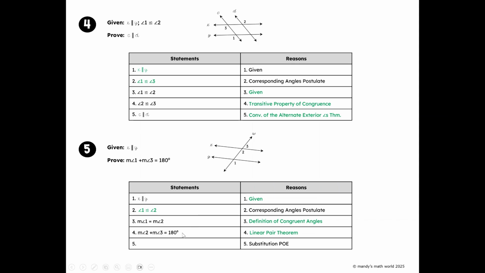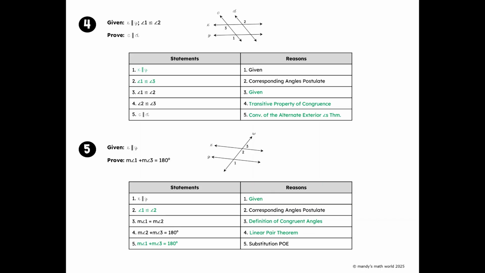And I just want to point that out because I feel like it might make a little more sense to you. So the measure of angle 2 plus the measure of angle 3 is 180 degrees. I get that by the linear pair theorem. Now, I know that my last statement is the measure of angle 1 plus the measure of angle 3 equals 180 degrees. Okay, and I've already got the reason there for you.